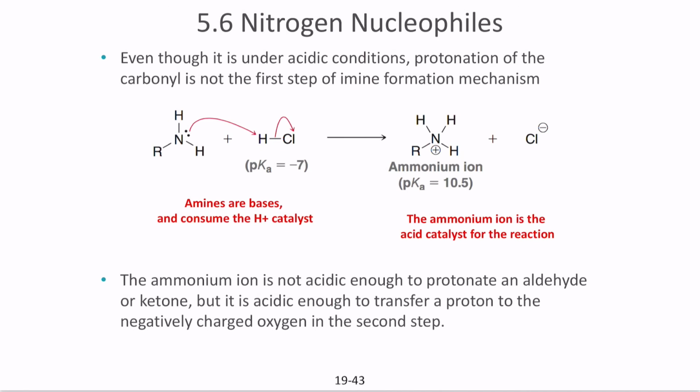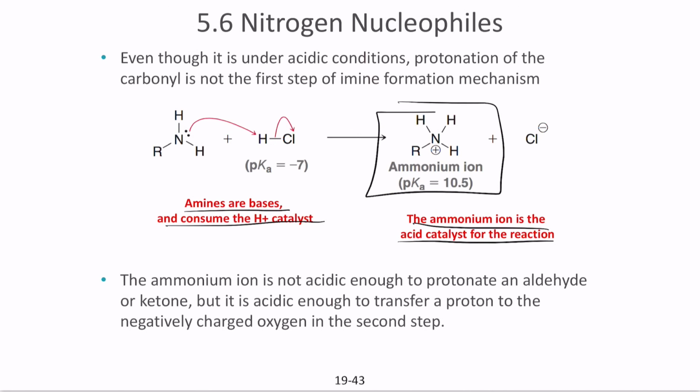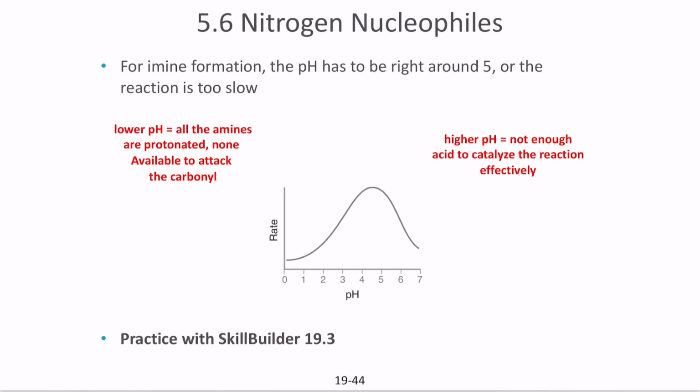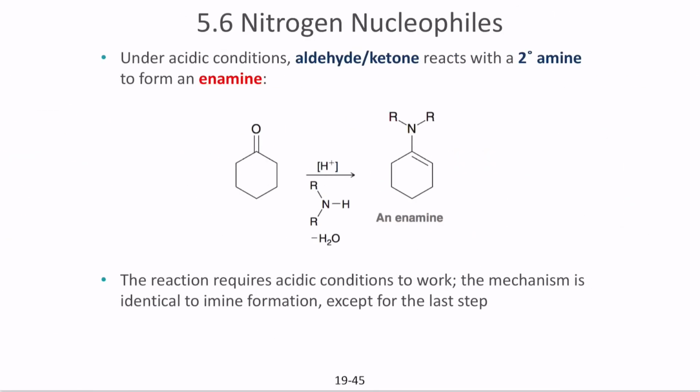The nitrogen nucleophiles are amines, and they are generally bases, and they generally consume the hydrogen catalyst. So the ammonium ion is the acid catalyst for the reaction. The ammonium is RNH3 plus. The ammonium ion here is not acidic enough to protonate an aldehyde or ketone, but it is acidic enough to transfer a proton to a negatively charged oxygen in the second step. This is the common way in which we see nitrogen nucleophiles.